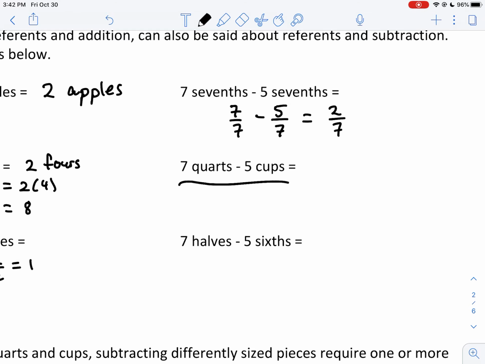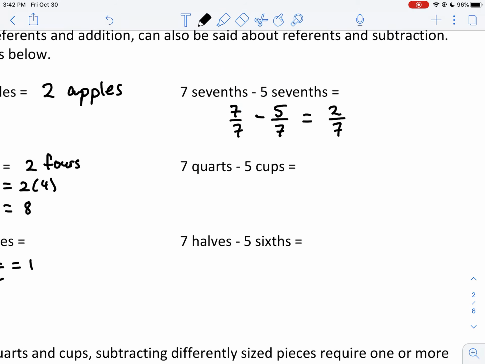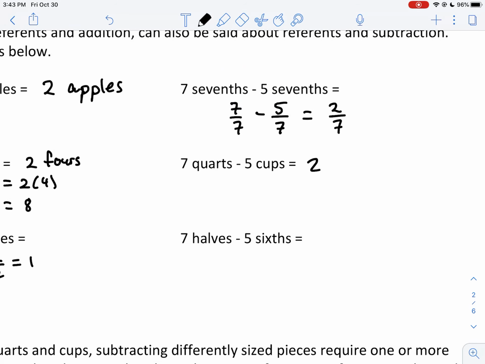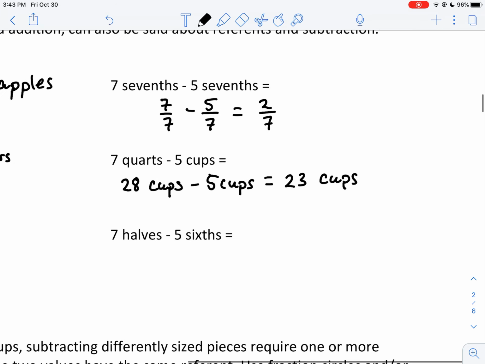Now we have subtraction where the units don't match, and we have the same issue we had with addition. We got to do a conversion. So we have 7 quarts minus 5 cups. You don't want to say that you have 2 something. 2 what? It's going to be appropriate to convert units here. So 7 quarts. Each quart is 4 cups. So it's really the same thing as 28 cups minus 5 cups. And that gives us 23 cups.